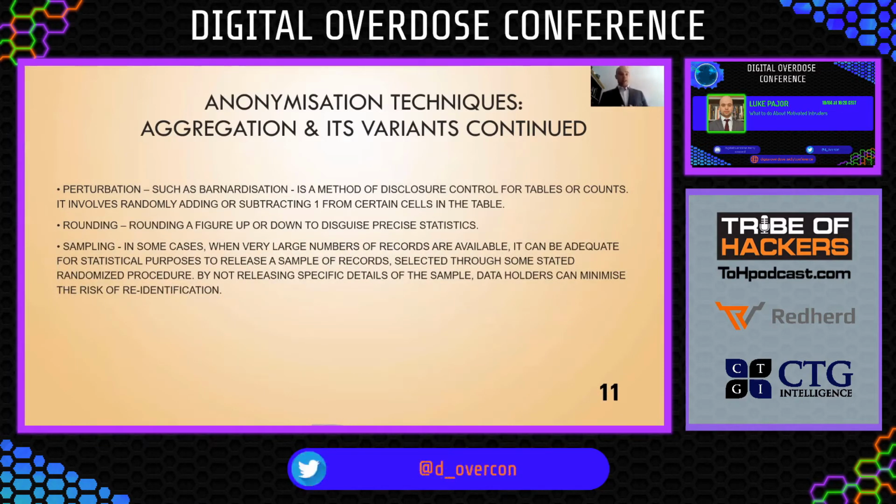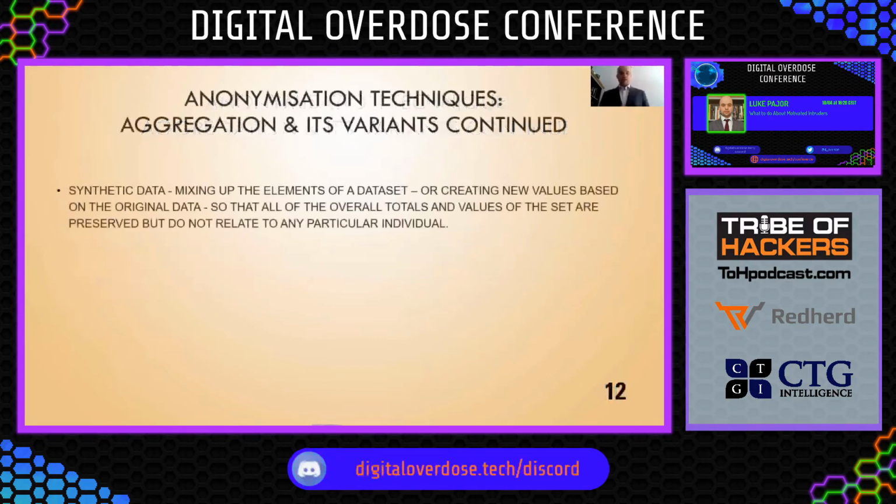We also have sampling. In some cases, when very large numbers of records are available, it can be adequate for statistical purposes to release a sample of records selected through some stated randomized procedure. By not releasing specific details of this sample, data holders can minimize the risk of re-identification. Synthetic data as well, which involves mixing up the elements of the data set or creating new values entirely, which are based on the original data, so that all of the overall totals and values of the set are preserved but do not relate to any particular individual.